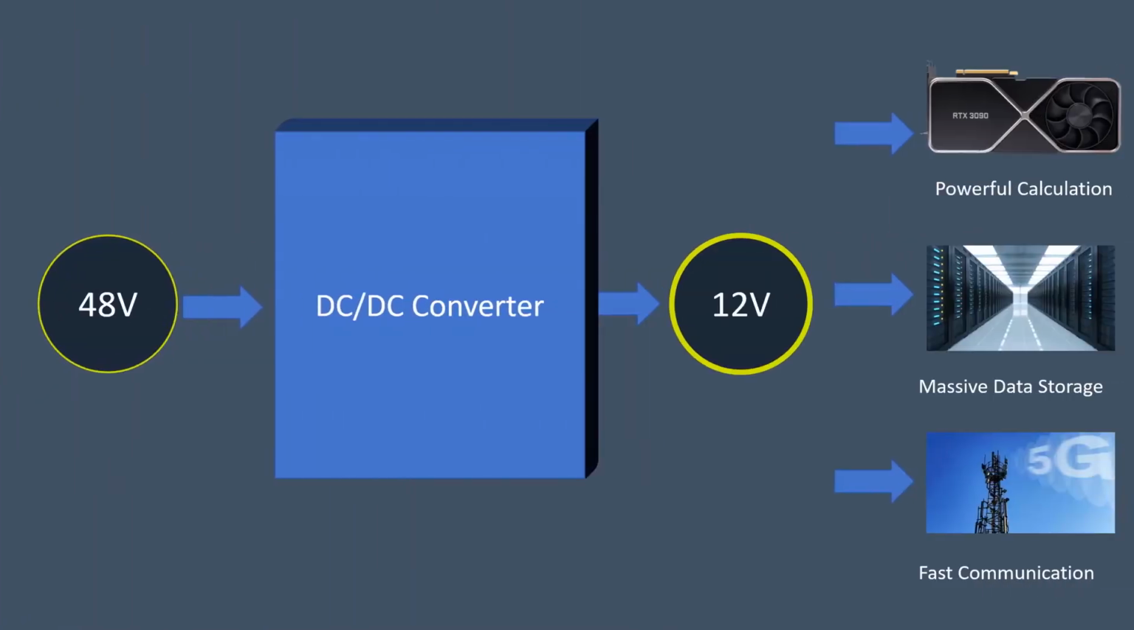Do you want to increase the power density of 48-volt power system? Here is our invention, the SAC converter. Emerging applications need new generation of DC-DC converters. Nowadays, we need powerful calculation chips, we need massive data storage, we need fast communication system, and all of them require 48-volt power conversion.